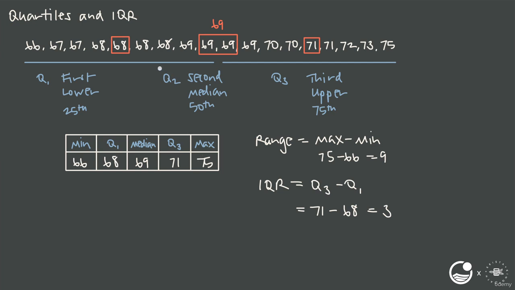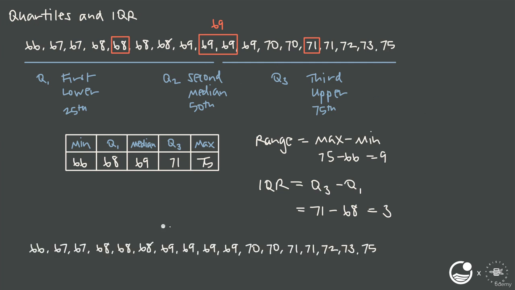That's how we calculate Q1, Q3, and the median when we have an odd number of data points in our set. But what about if we have an even number of data points in the set? So this is the same data set, except for the fact that we have removed one value of 68 from the set. So now we have 17 golf scores instead of 18 golf scores. We have an odd number of values in the data set.